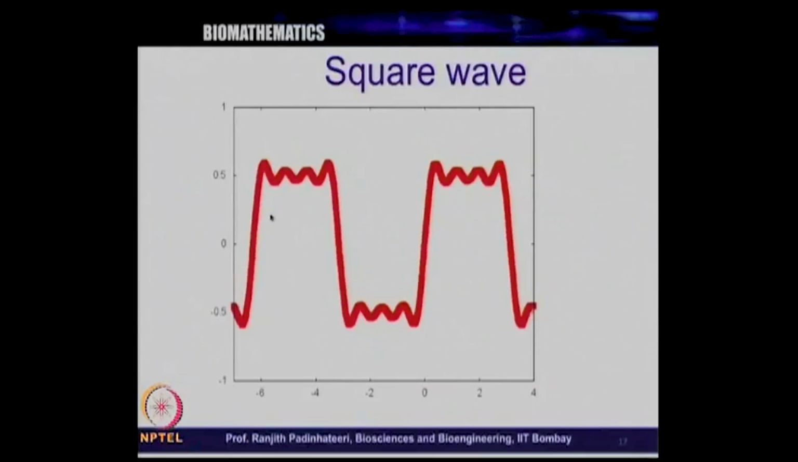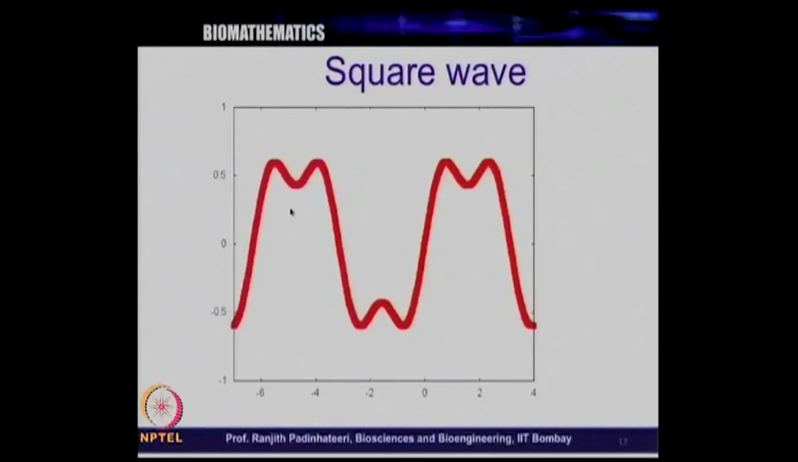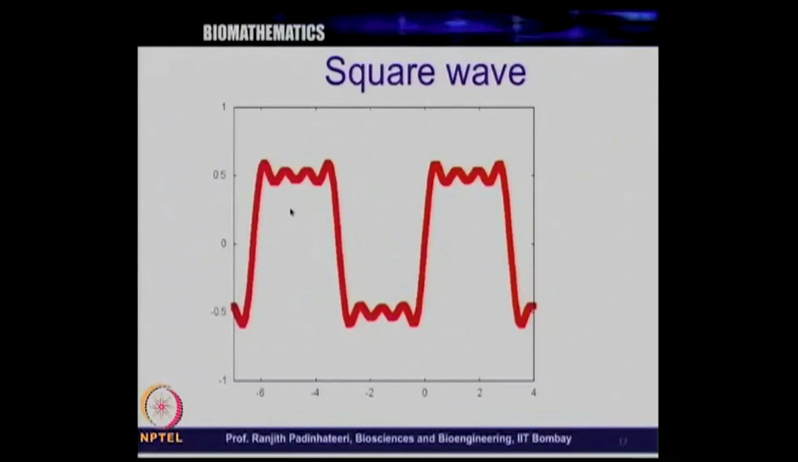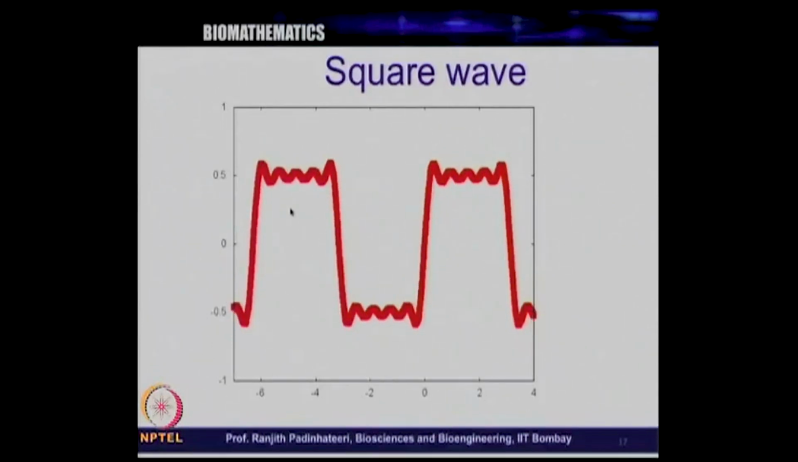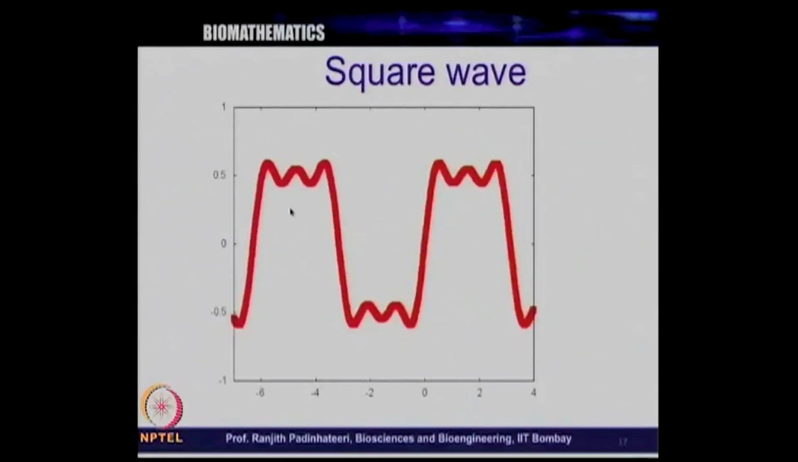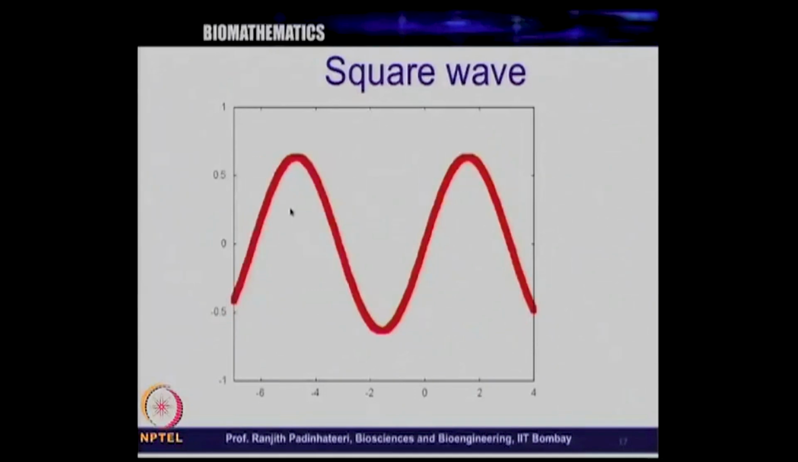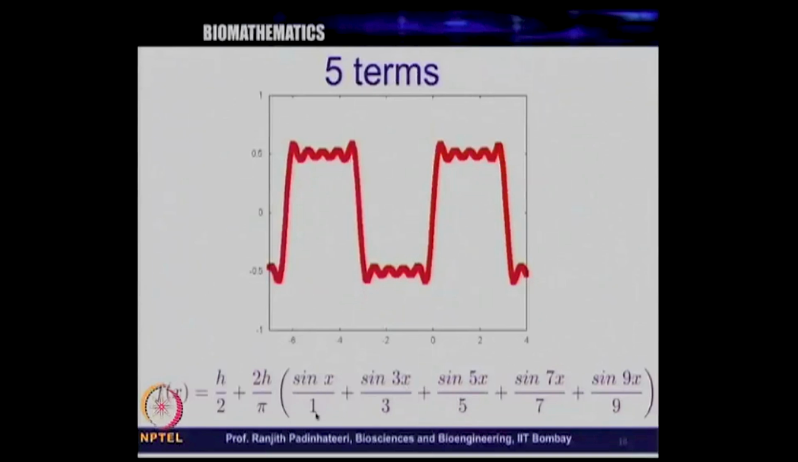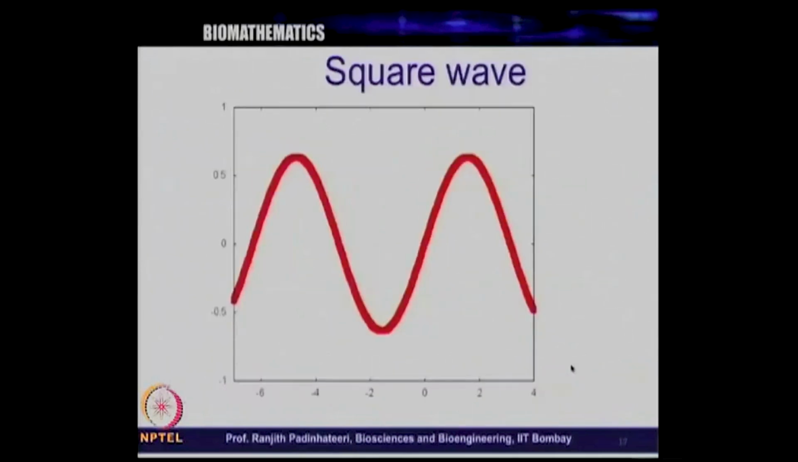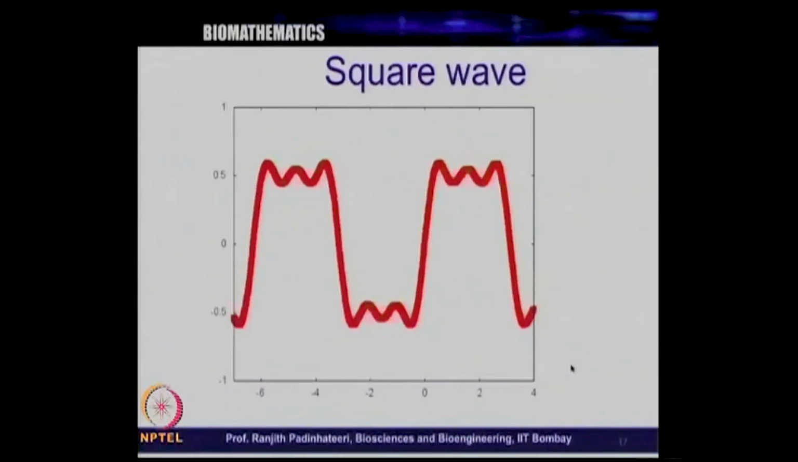So, essentially you can make the square wave by summing sine x by 1 plus sine 3x by 3 plus sine 5x by 5 plus sine 7x by 7 plus sine 9x by 9 plus sine 11x by 11 plus sine 13x by 13 and so on and so forth, which will generate a better square wave, a good square wave.